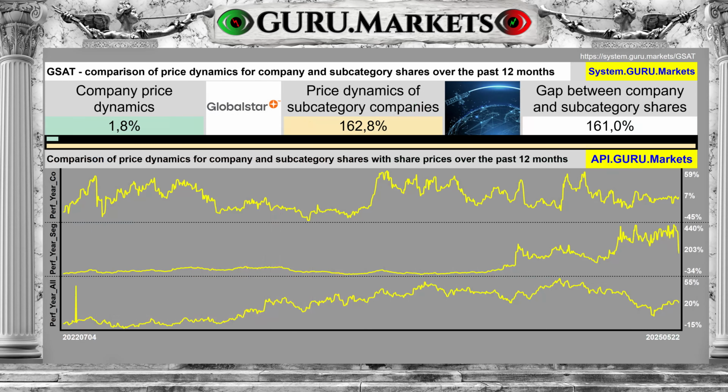Comparing the dynamics of the company's stock price, Globalstar Inc. and subcategory shares, we will see that in 12 months, the shares of Globalstar Inc. showed a change of 1.8%, against price changes in the subcategory of 162.8%.